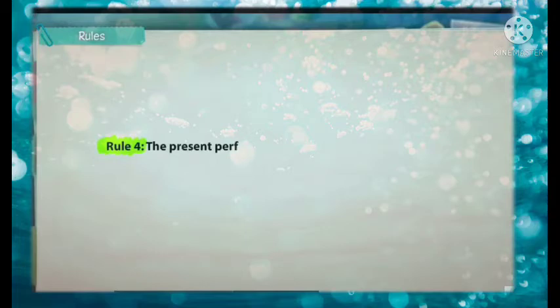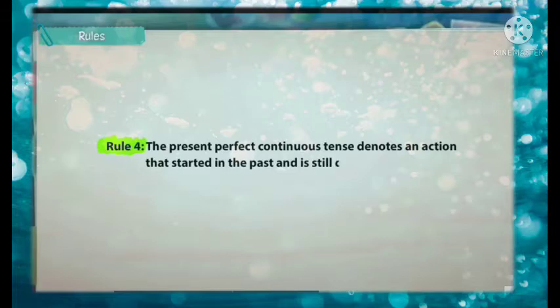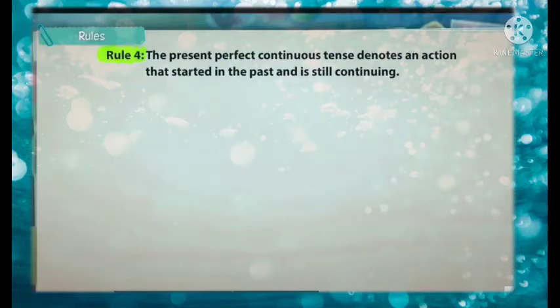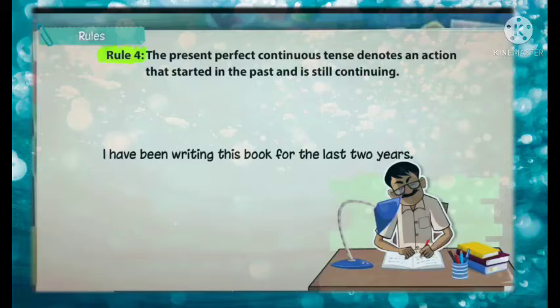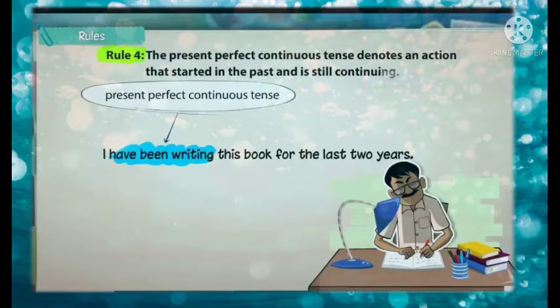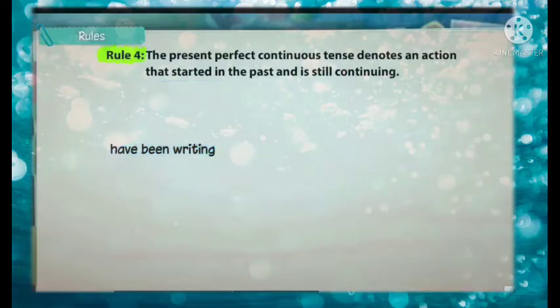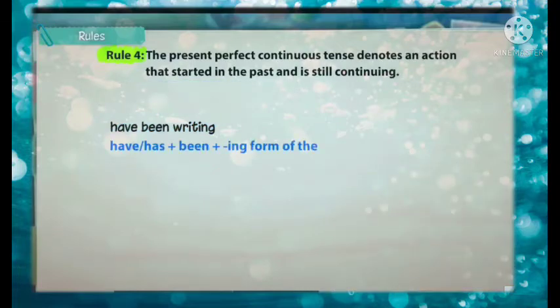The present perfect continuous tense denotes an action that started in the past and is still continuing. For instance, the action of writing the book started in the past, but it is still not complete. So, we use the present perfect continuous tense have been writing. Notice the structure of the verb in the present perfect continuous tense, which consists of have or has, along with been, and the ing form of the main verb.